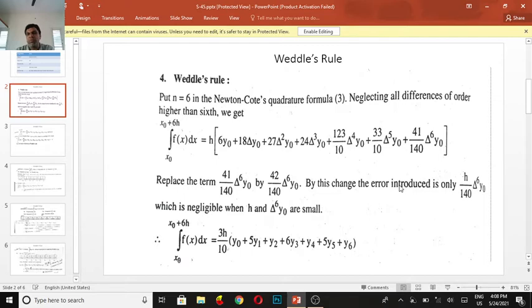Therefore the integral of x0 to x0 plus 6h f of x dx is equal to 3h by 10 times y0 plus 5 times y1 plus y2 plus 6 times y3 plus y4 plus 5 times y5 plus y6. Lastly, we get this form.